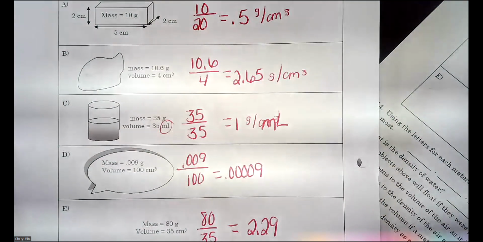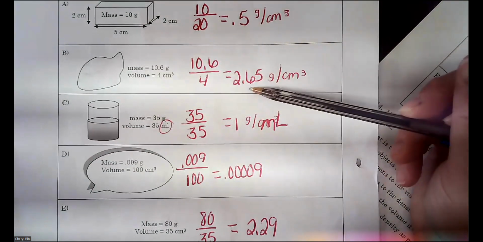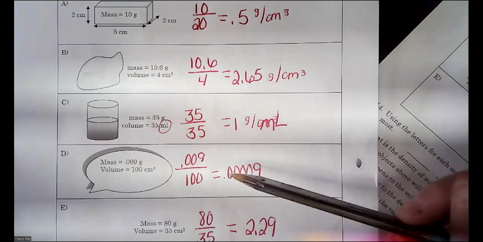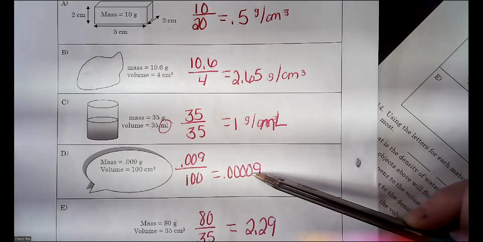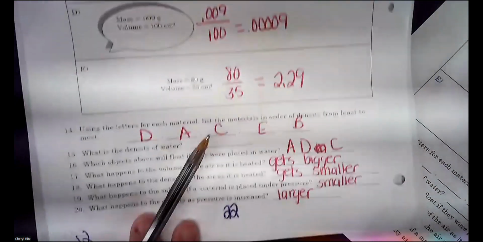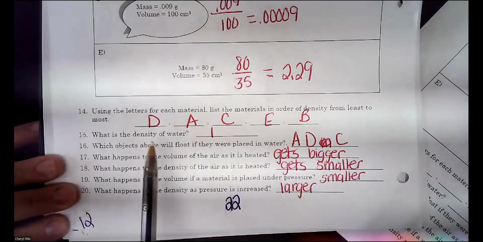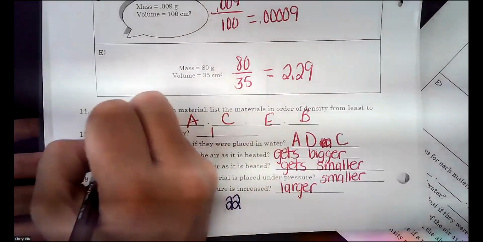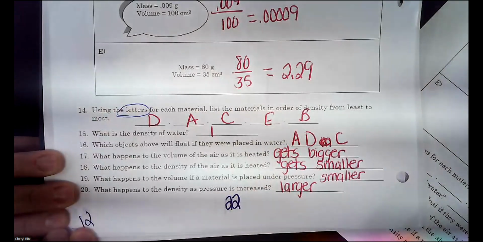These are your answers here. So 0.5, 2.65, 1, 0.00009, and 2.29. Putting them in order from least to most. It did say letters. So if you put the actual densities instead of the letters, I would have to mark it wrong. So in order is DACEB.